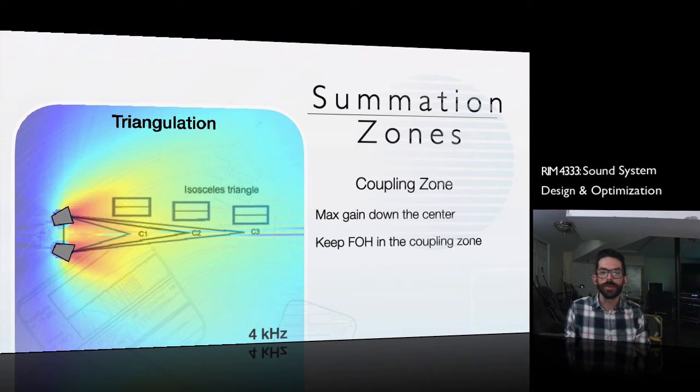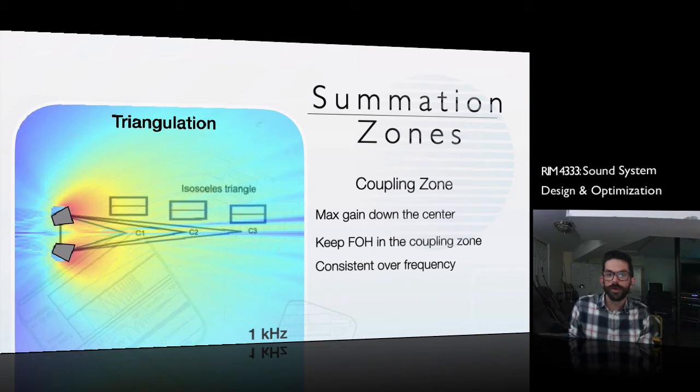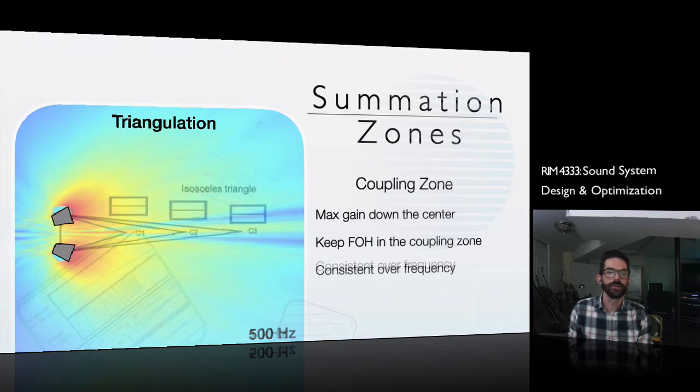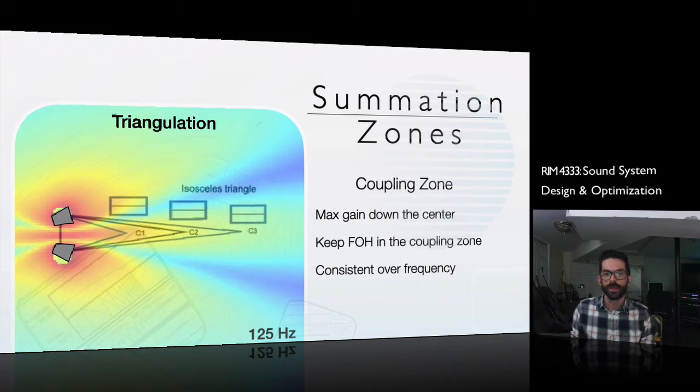And we can see it to be the case across frequency, which is the reason why we usually try to keep front of house in the center of the room, so it's in the center of coupling. So even broadband, we're able to achieve maximum gain at any point within our isosceles triangle. Pretty cool.